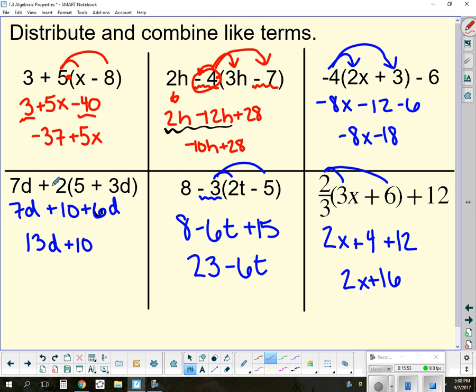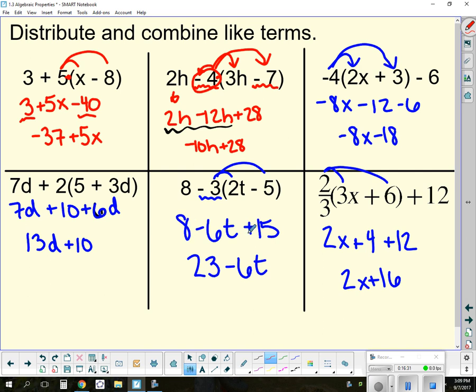Second one, well, the fourth one on the page, second one you are doing, you're distributing the 2. You get 10 and 6d. Combine your d terms, 7 and 6, to get 13d plus 10. This one, hopefully you did not get tricked. Don't combine the 8 minus 3 first. That is not the correct order of operations. You need to do the multiplication, which in this case is the distributive property, before you do the subtraction. What are you distributing? I underlined it, negative 3. So that means you have negative 6t, and then this negative and this negative become positive.